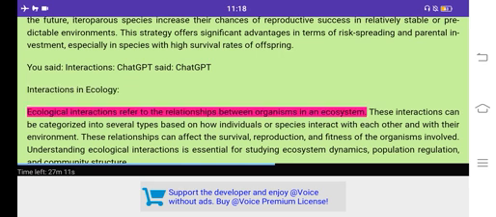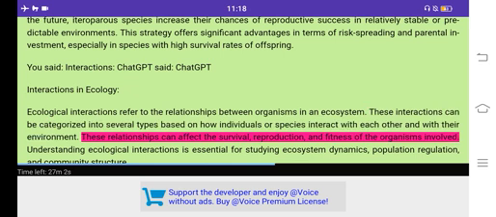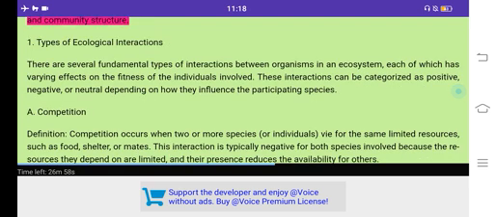Interactions in ecology. Ecological interactions refer to the relationships between organisms in an ecosystem. These interactions can be categorized into several types based on how individuals or species interact with each other and with their environment. These relationships can affect the survival, reproduction, and fitness of the organisms involved. Understanding ecological interactions is essential for studying ecosystem dynamics, population regulation, and community structure.